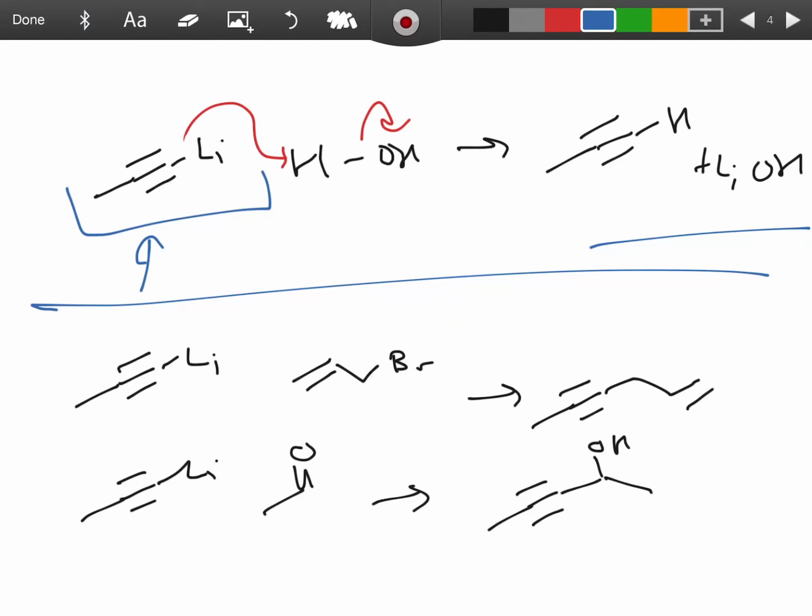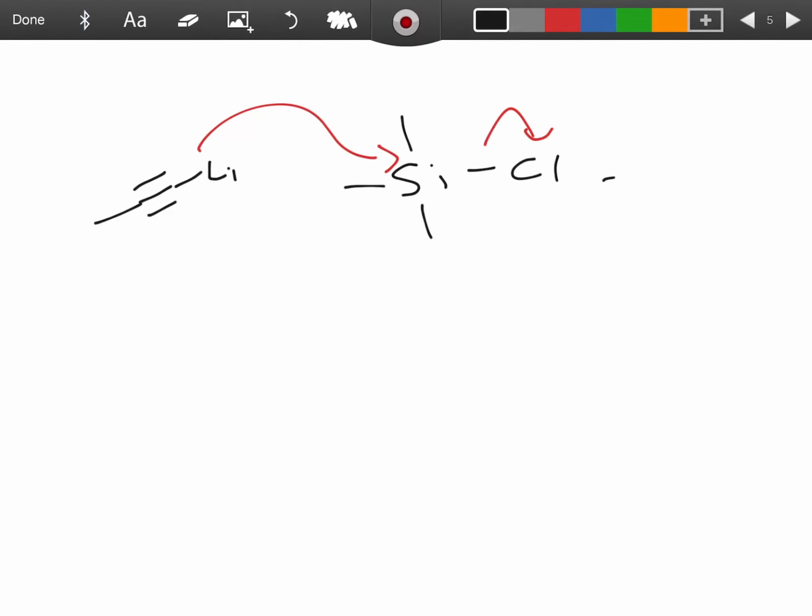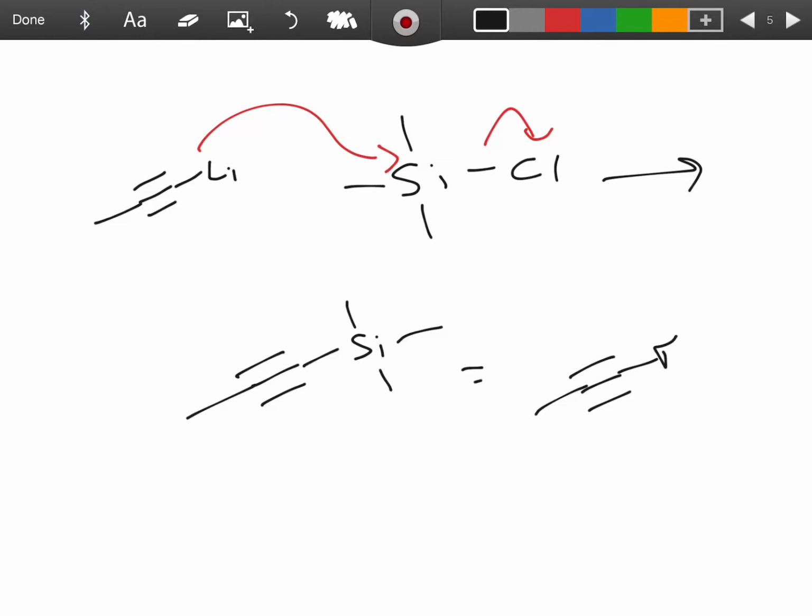So let me make sure I get the right silicon. Okay. So what they do is they have their lithium acetylide, and it reacts with, I'm going to draw it out, trimethylsilyl chloride. So it adds to the silicon, knocks out the chlorine. Right, which is equivalent to, I think I have it written as silicon Me3. Right, so they add a silicon to the end of their alkyne.